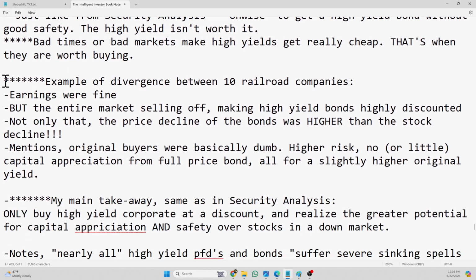And then I have 7 stars here, an example of divergence between 10 railroad companies. And he says, okay, so out of these 10 railroad companies, the earnings seemed to be fine, but the entire market was selling off, making high yield bonds highly discounted. And not only that, the price decline of the bonds was higher than the stock decline. This is very interesting and very good to know about.